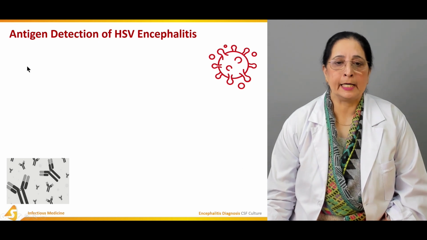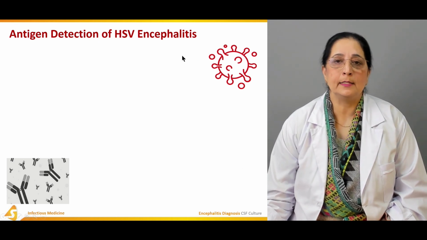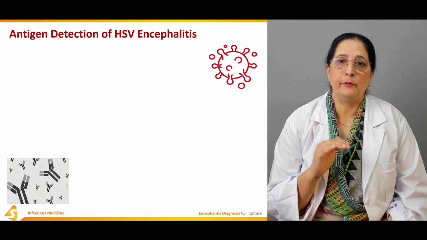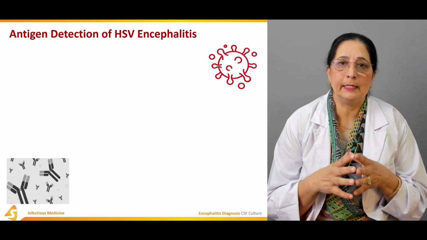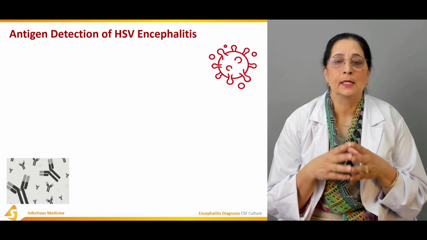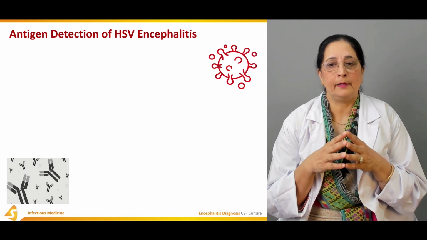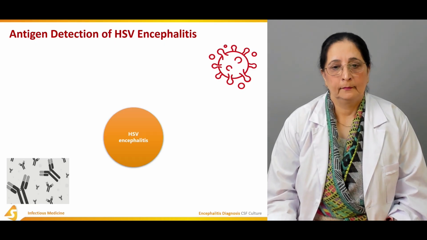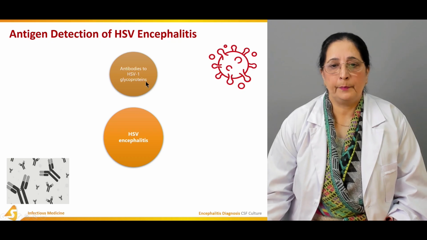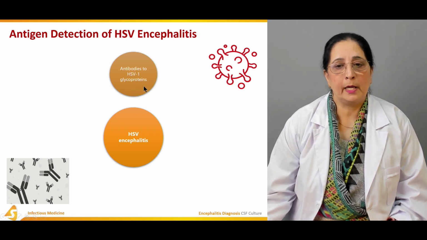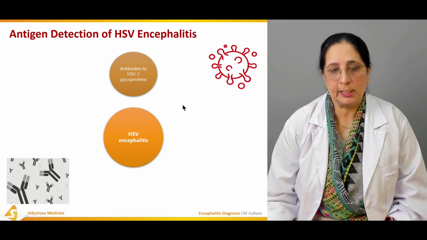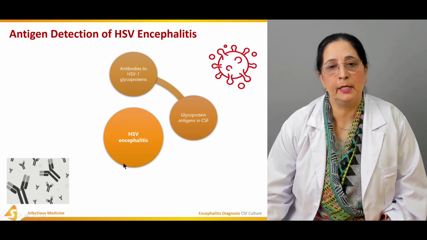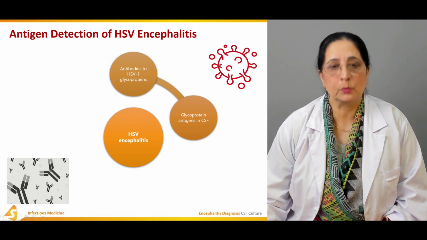Next, antigen detection of herpes simplex virus encephalitis. We already mentioned cultures are negative. Cerebrospinal fluid cultures cannot detect herpes simplex virus in encephalitis. So antigen detection will be helpful. Antibodies are present to herpes simplex virus 1 glycoproteins. Also, antigens are present in the cerebrospinal fluid in case of herpes simplex virus infection.